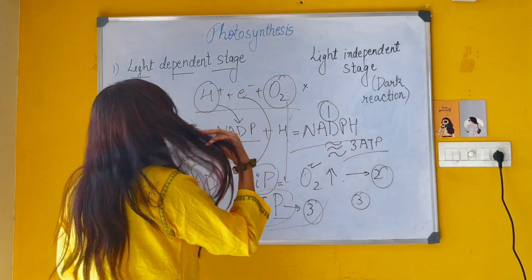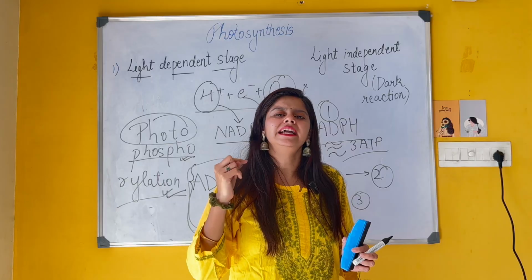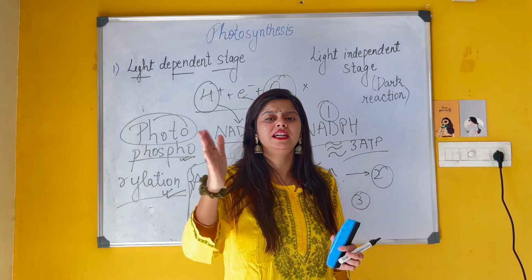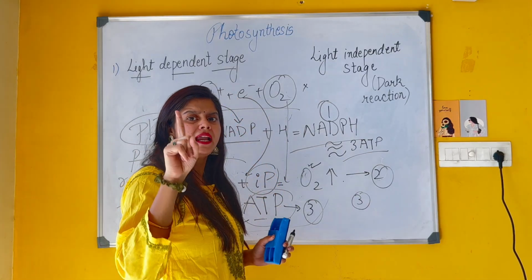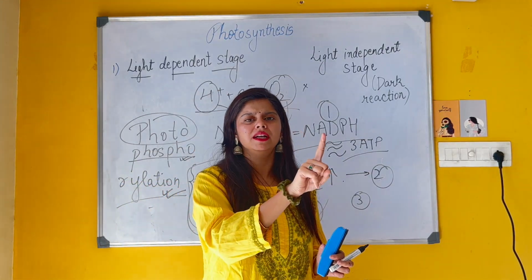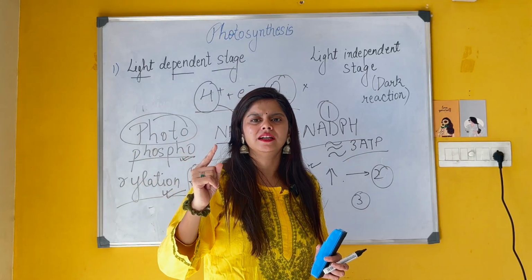The last time I am repeating the stages of photosynthesis. In photosynthesis there are two stages, light dependent stage and light independent stage. Light dependent, as the name suggests, depends on sunlight. Light dependent has two parts. In the first part, chlorophyll will be activated. How will chlorophyll be activated? By trapping light energy.